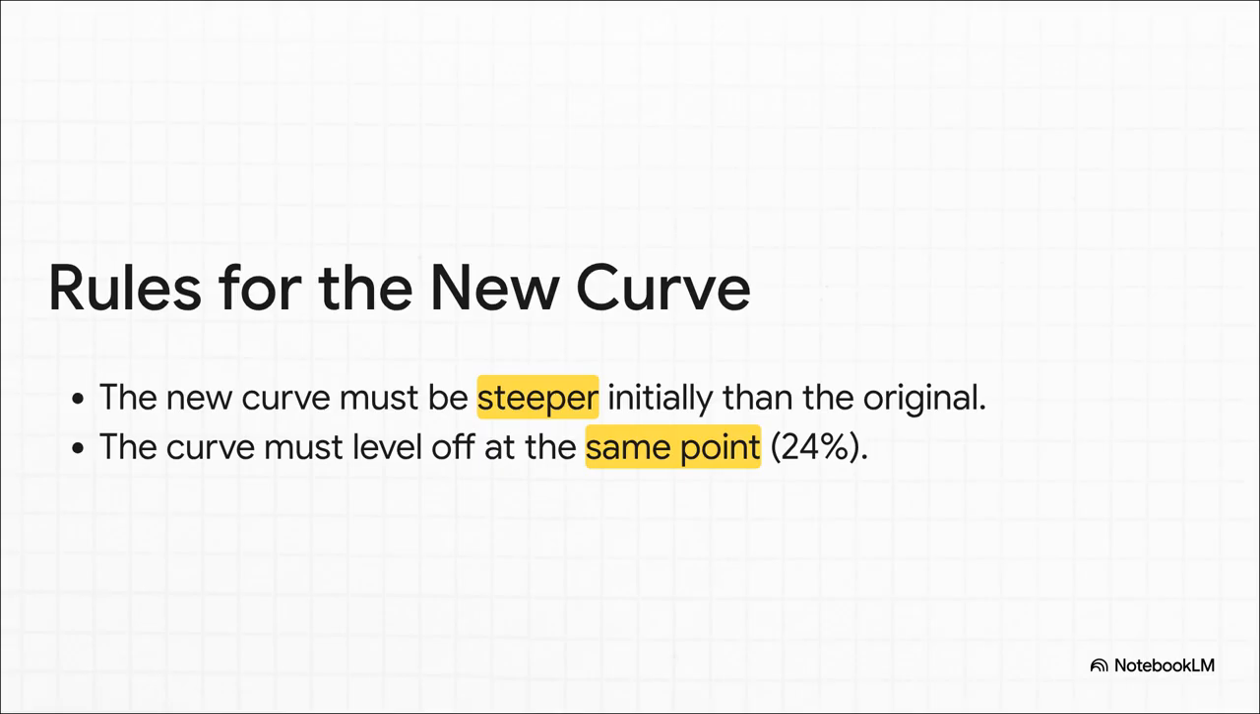Makes sense. Second, it has to level off at the exact same percentage of light, 24%. And why is that? Because the amount of hydrochloric acid, our limiting reactant, is still the same. So we'll make the same total amount of sulfur and the reaction stops at the same point.